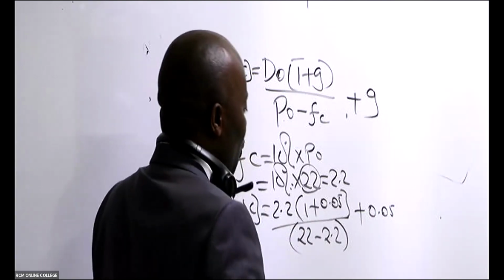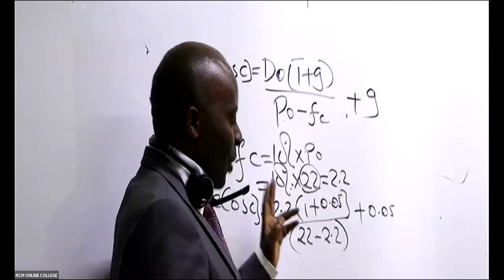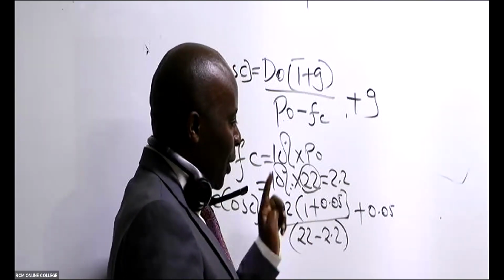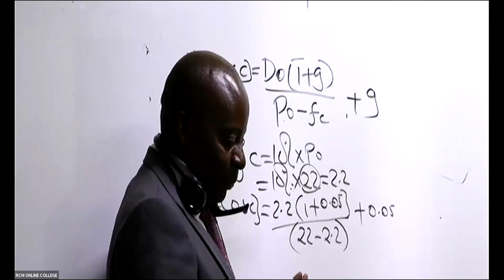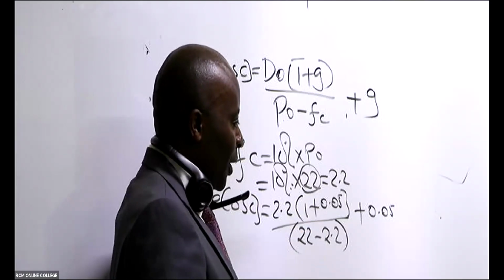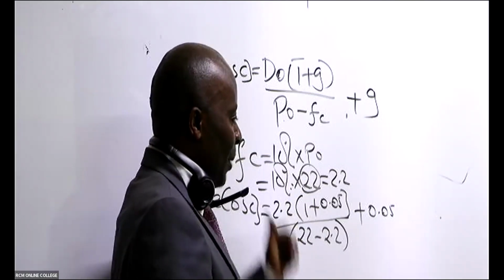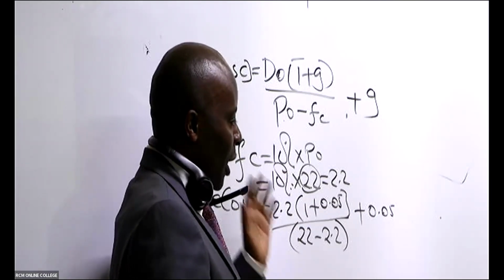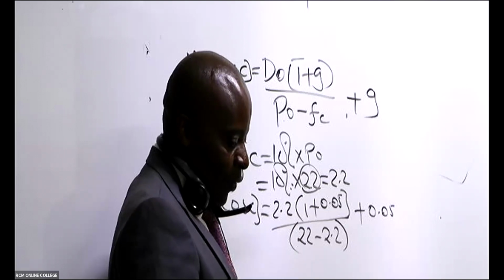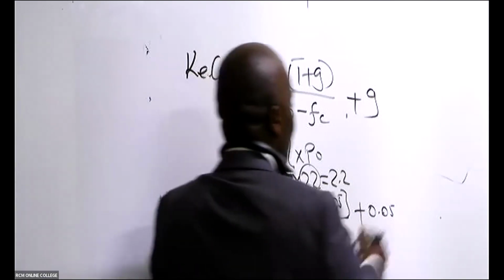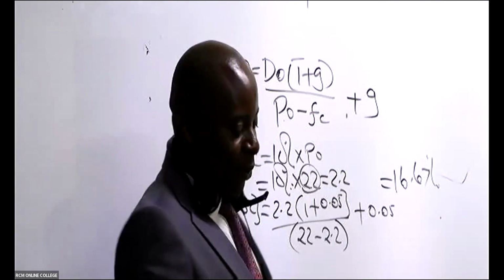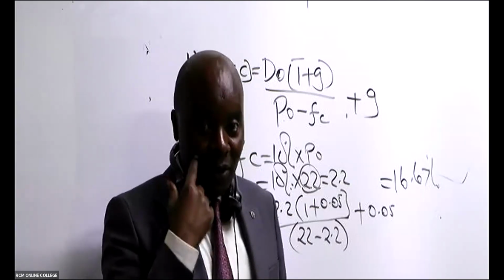So if I'm the one doing this, I will say 2.2 times, open brackets, 1 plus 0.05, close brackets. Then you say divided by, open brackets for the denominator, 22 minus 2.2, you close, equals, because this term is very independent. And whatever we get, we shall come and add 0.05. That is how these great ninjas got 16.679.